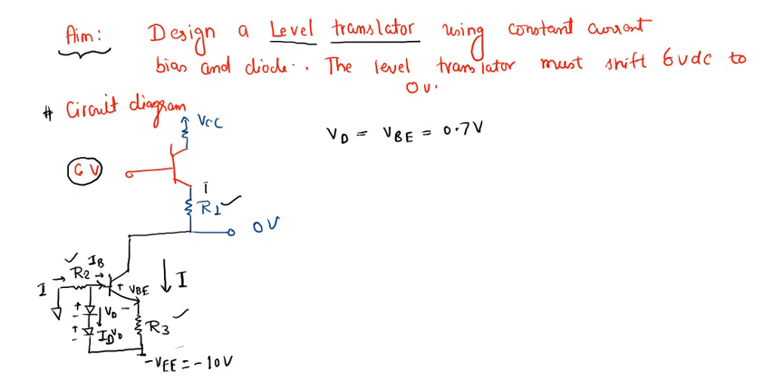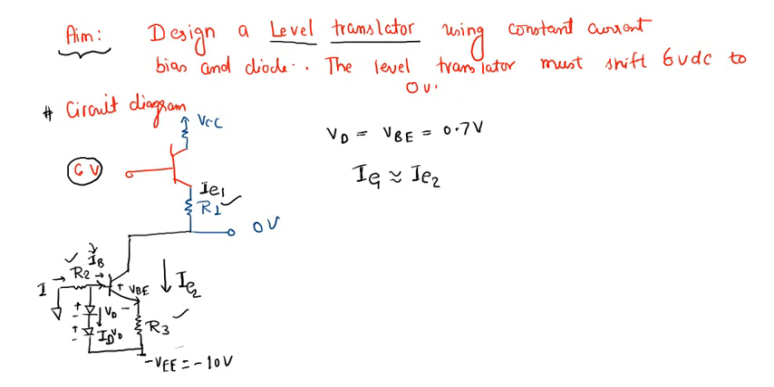and this is IE1, this is IE2, and see, IE2 must be IE1 plus this current IB. But this IB is very small. We know it's of the order of microamperes. So we ignore this current, right? We ignore this current, and we say that IE1 is almost equal to IE2.